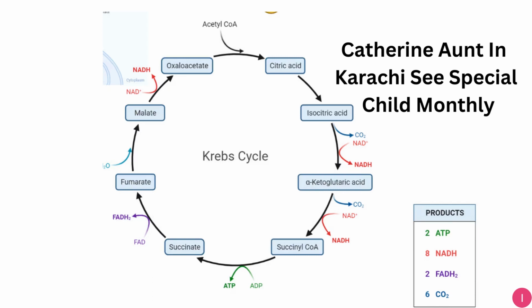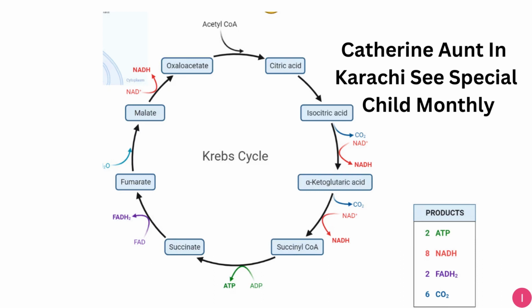Now see, Catherine starts with C. Citric acid also starts with C. So Catherine is a mnemonic for citric acid. Aunt is a mnemonic for acid. C is for citric, aunt is for acid.